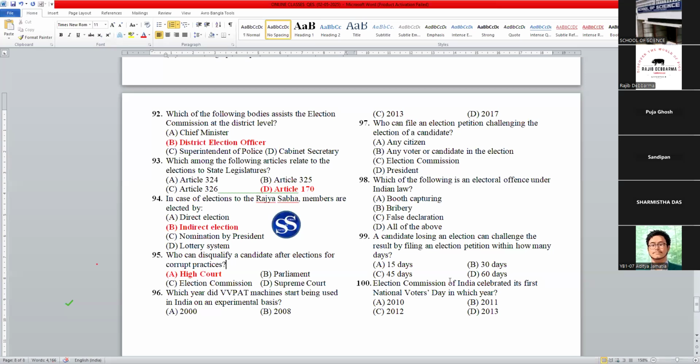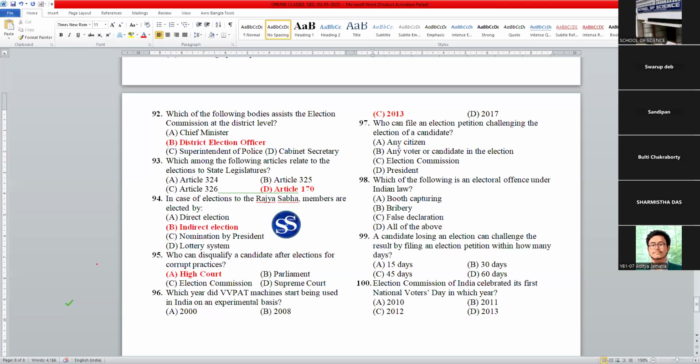2013. Nagaland. Very good. The voter verifiable paper audit trail machines were first used on an experimental basis in 2013 during a by-election in the Noxon Assembly constituency in Nagaland.